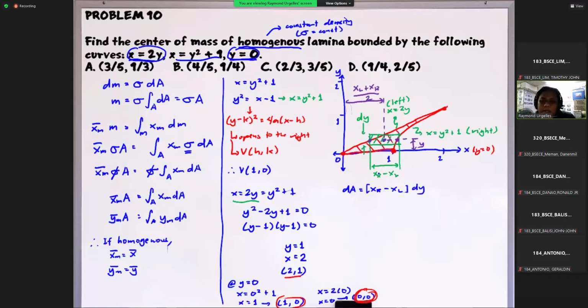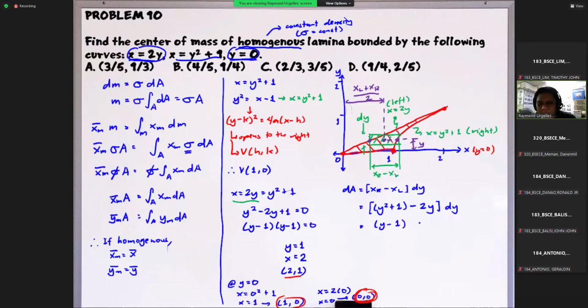Diba? Yung XR natin is y squared plus 1. Yung XL naman natin is 2y. So we have minus 2y. So then this quantity, dy. Okay? So again, yan yung differential area natin. So actually, we can simplify this as y minus 1 squared.